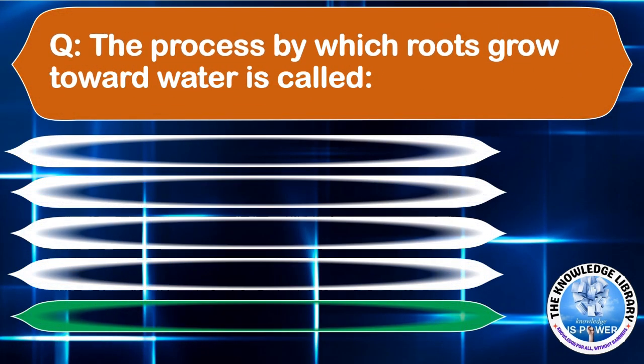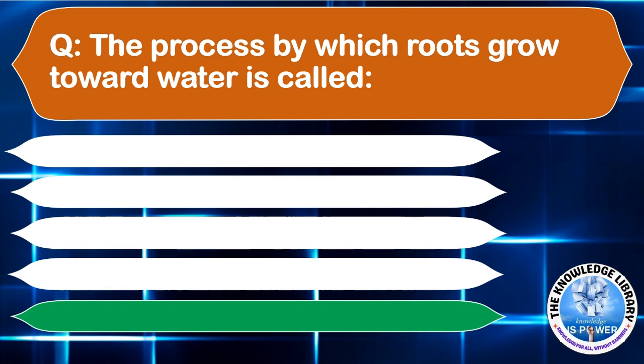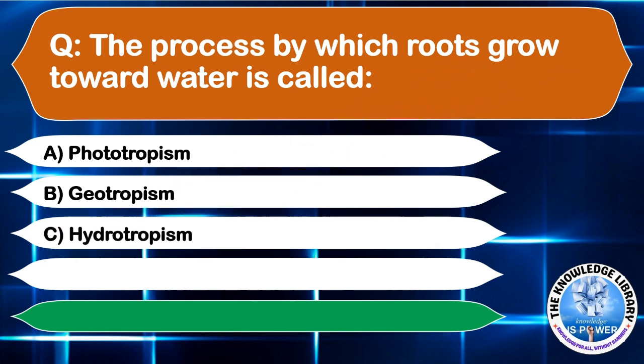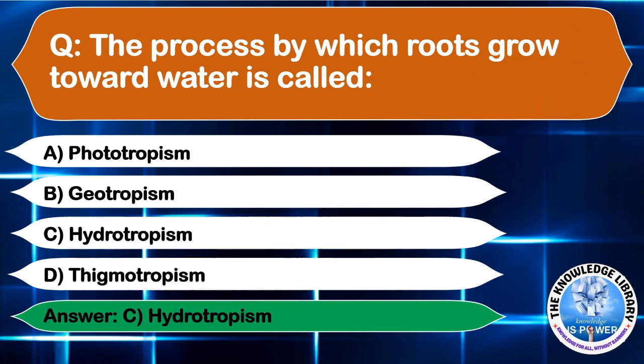The process by which roots grow towards water is called? Option A, phototropism. Option B, geotropism. Option C, hydrotropism. Or option D, thigmotropism. The correct answer is option C, hydrotropism. Moving to the next question.